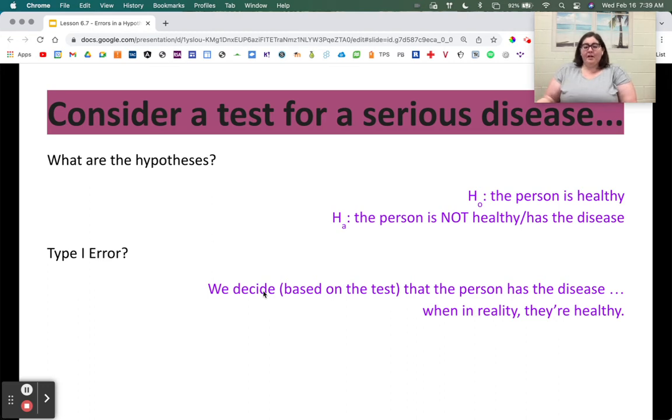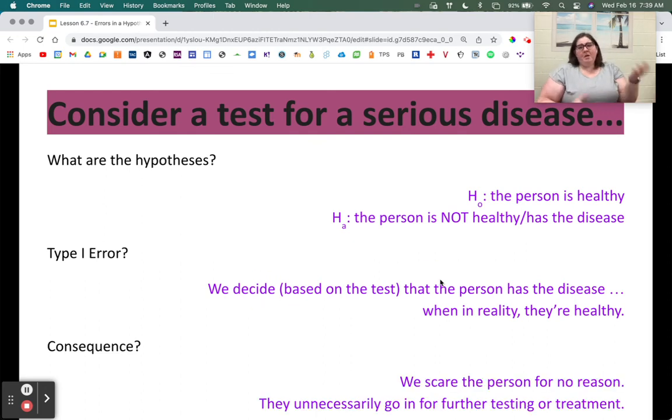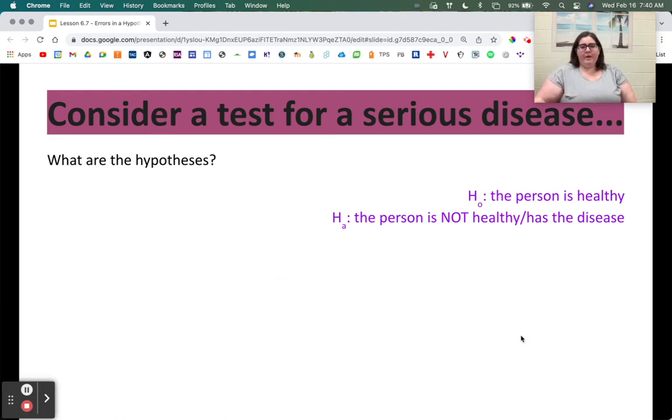And we decide that they're sick, but they're actually healthy, they're fine. A consequence of that error in this situation would be that we scare them for no reason. They unnecessarily go in for further testing or maybe even take some treatment that they didn't actually need and could maybe affect them in other ways. Right? So that would be a type 1 error. We think something's wrong with them, but they're actually fine.